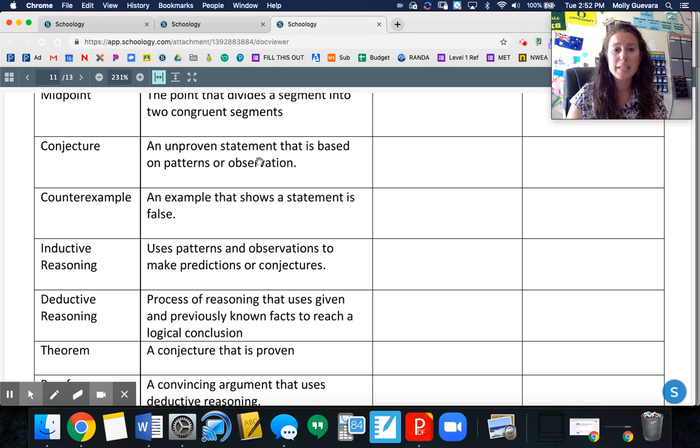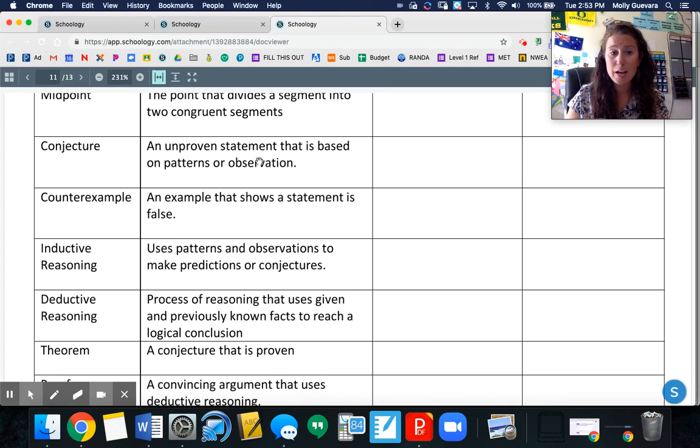A counterexample is an example that shows that a statement is false. So if I said something along the lines of everybody in my classroom's favorite color is blue. That's a conjecture, right? It's an unproven statement, and I'm only saying it maybe because everybody in my class is wearing blue. But then a counterexample would be somebody raises their hand and says, Miss G, my favorite color is green. So then that would be a counterexample, because then my statement of everybody in my class's favorite color is blue is no longer true, because somebody in the class has a favorite color of green.